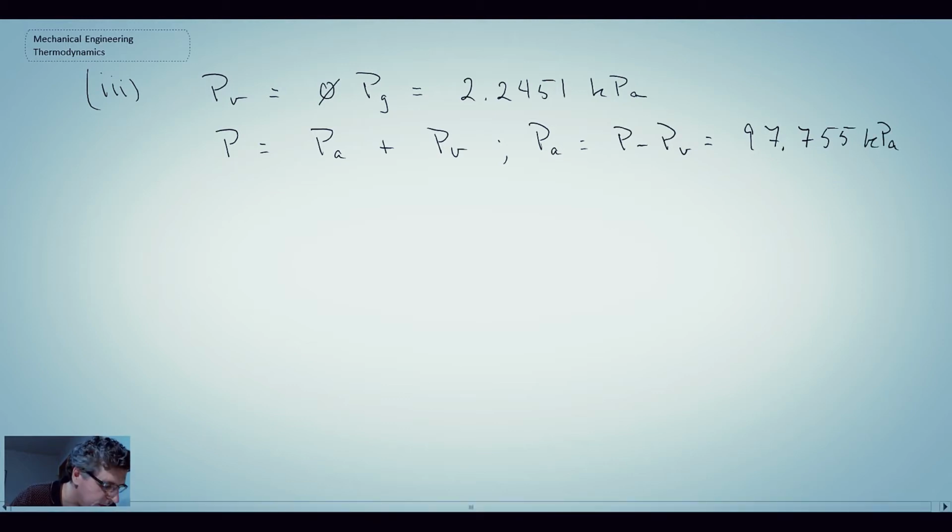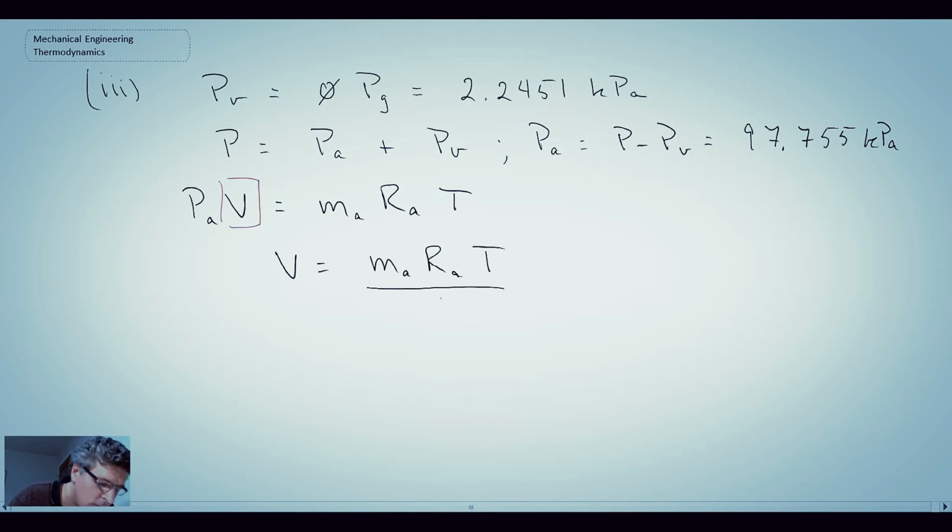Knowing the dry air pressure, and we know the temperature, we can now use the ideal gas law. And what we want to do here, we're looking for volume, so let's isolate for volume. And if we look at this equation, we know the mass of dry air, we know the gas constant for air. Temperature, we were told the temperature of our gas, and we also know the pressure because we just solved that. So we have everything for this equation.